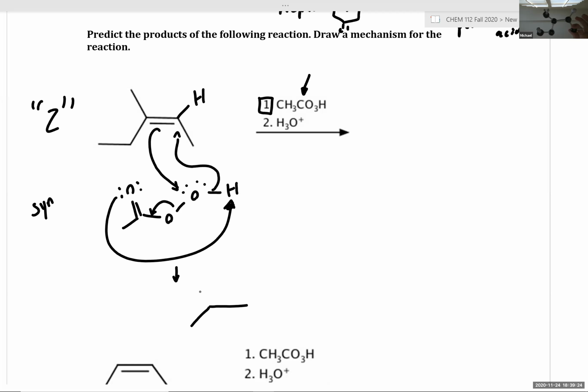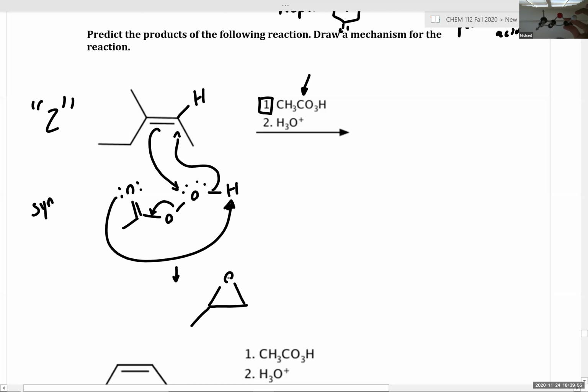Okay, now we can either attack from the top or the bottom face. There's no preference in this case, so let's arbitrarily attack from the top face. Inherently in this reaction, you're going to get a mixture of enantiomers because there's no inherent bias in our starting material. Okay, so we've generated our epoxide.